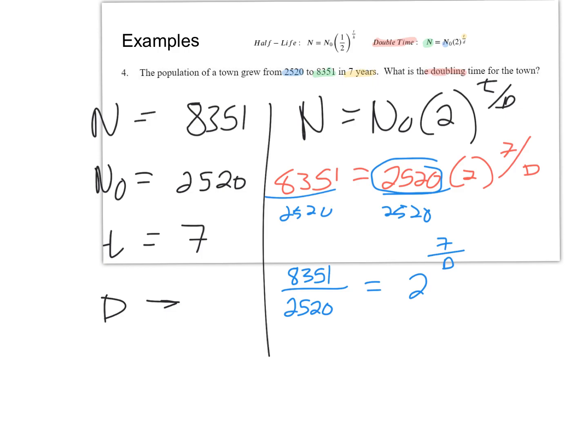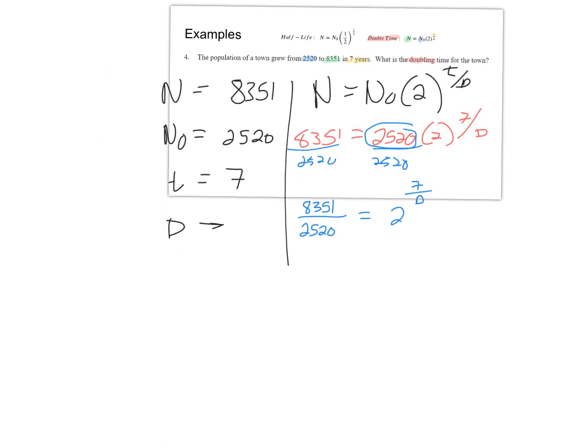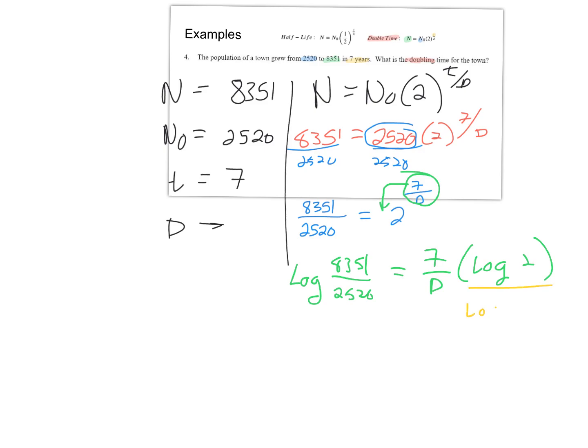Okay. So now I'm going to shrink this so we can... Now, at this point, we got to drag this exponent down into here. So we're going to use the log to do it. So we're going to have log of 8351 divided by 2520, equals 7 over D times the log of 2. Now I'm going to divide both sides by log of 2.